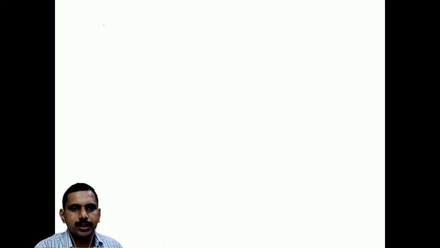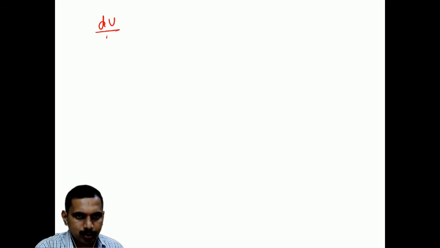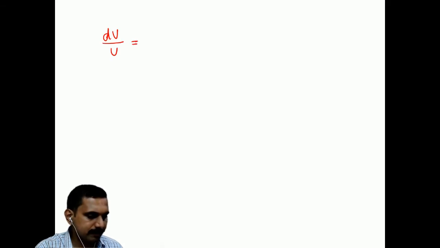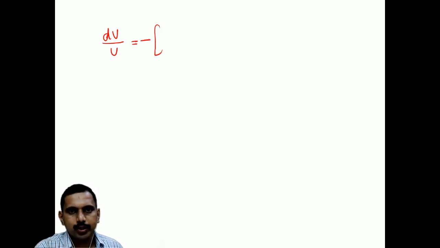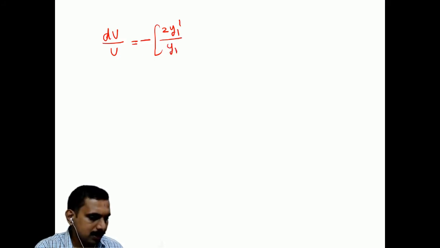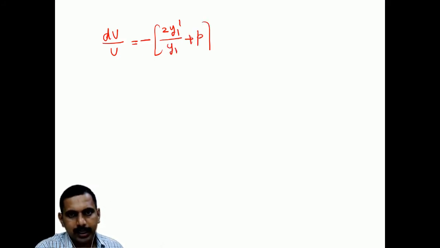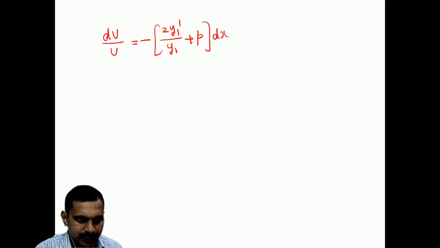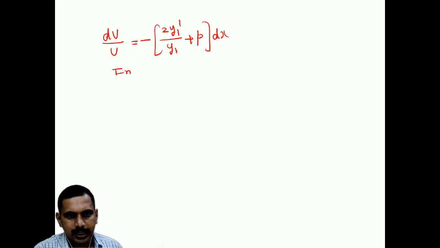Now, here what we have got? We have got du by u is equal to minus of 2 y1 dash by y1 plus p into dx, correct? Now let us integrate. If I integrate, what happens?